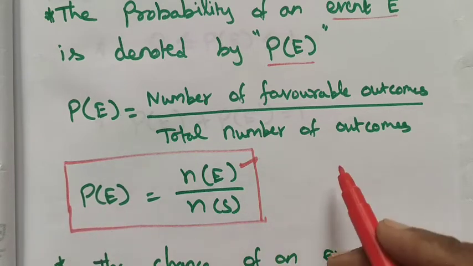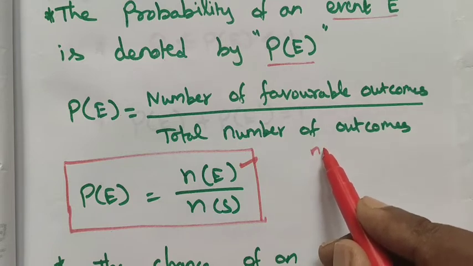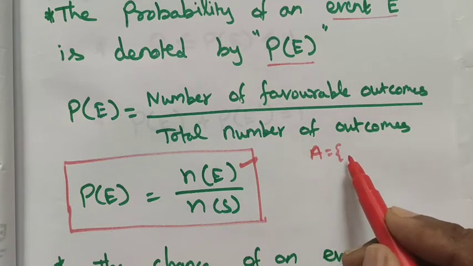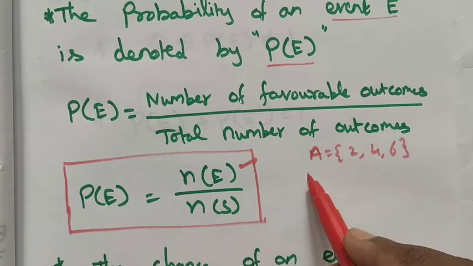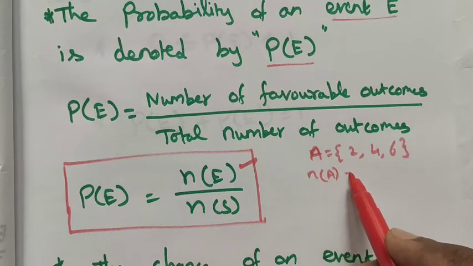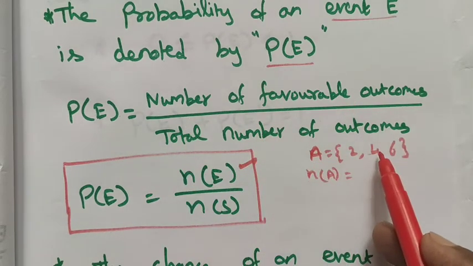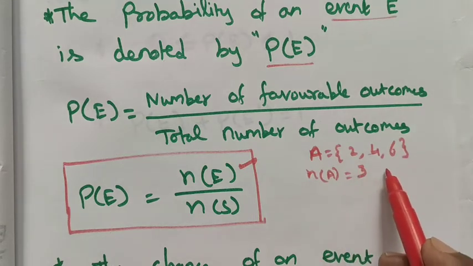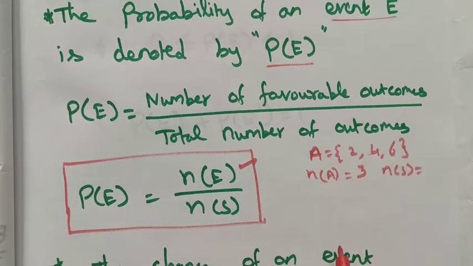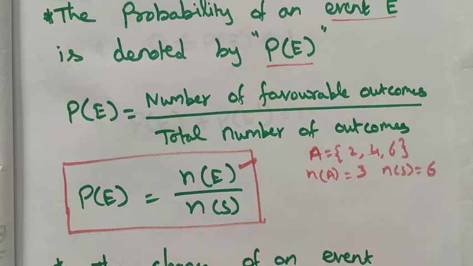The probability of getting an even number on a dice. Here A is the set of getting an even number: 2, 4, 6. Then N of A, the number of elements in A, is the number of favorable outcomes, which is 3. The number of sample space: we know a dice is numbered from 1 to 6, so the total is 6.